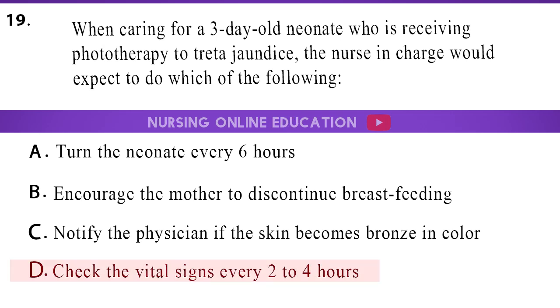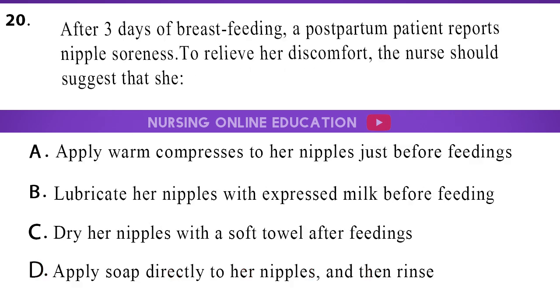The answer is option D. Check the vital signs every 2 to 4 hours. 20. After 3 days of breastfeeding, a postpartum patient reports nipple soreness. To relieve her discomfort, the nurse should suggest that she A. Apply warm compresses to her nipples just before feedings, B. Lubricate her nipples with expressed milk before feeding, C. Dry her nipples with a soft towel after feedings, D. Apply soap directly to her nipples, and then rinse.